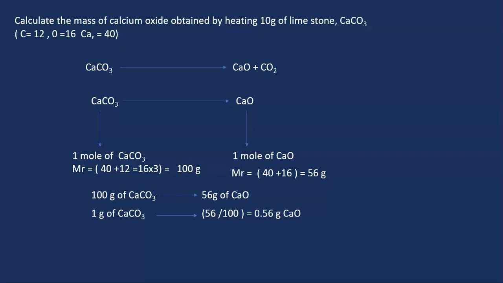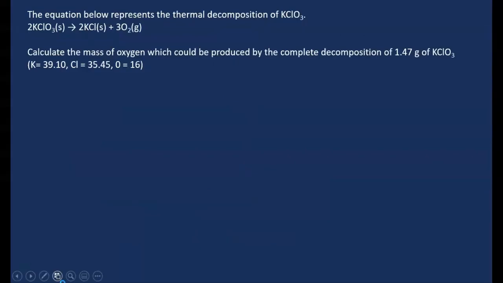If 1 gram of calcium carbonate gives us 0.56 grams of calcium oxide, then 10 grams of calcium carbonate will give us 10 times the amount of calcium oxide, and this is equivalent to 5.6 grams of calcium oxide. Here is a second example.